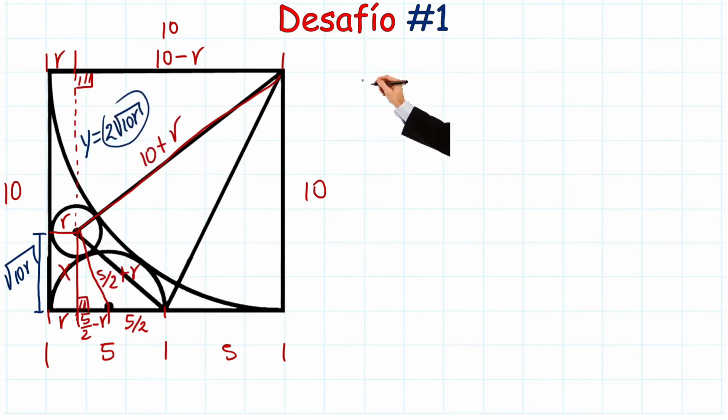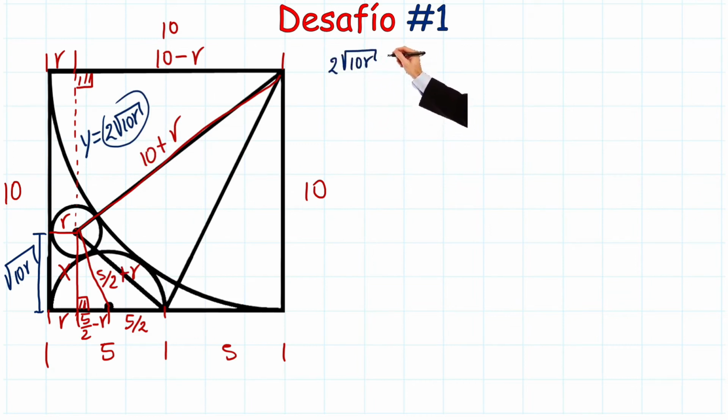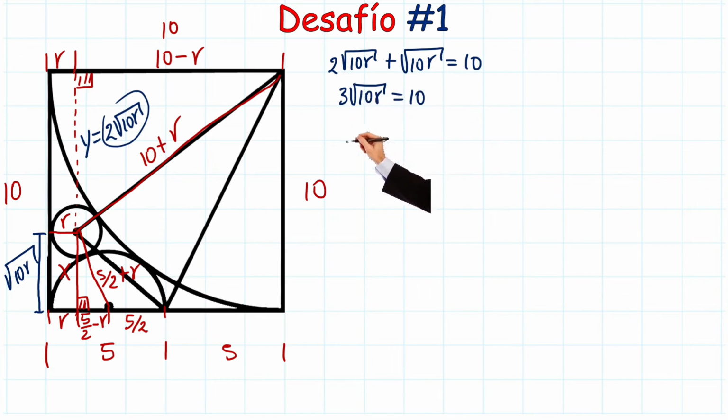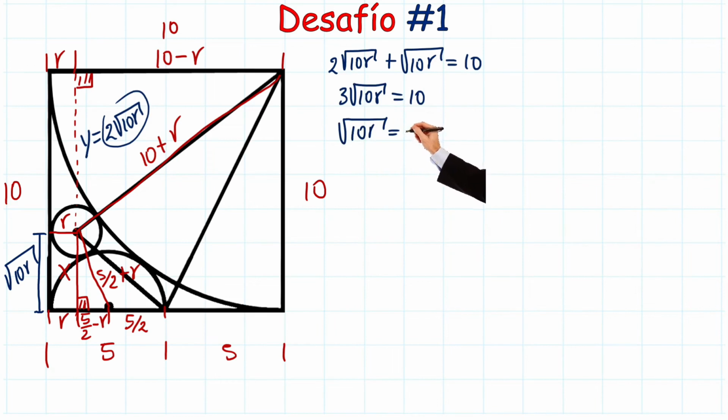So we can say that this here is square root of 10r, plus this part here, which is also square root of 10r. How much should it give me? 10, perfect. And here we can solve: square root of 10r plus square root of 10r plus square root of 10r is 3 times the square root of 10r, and this is going to equal 10. Moving to divide by 3, the square root of 10r is equal to 10 over 3.